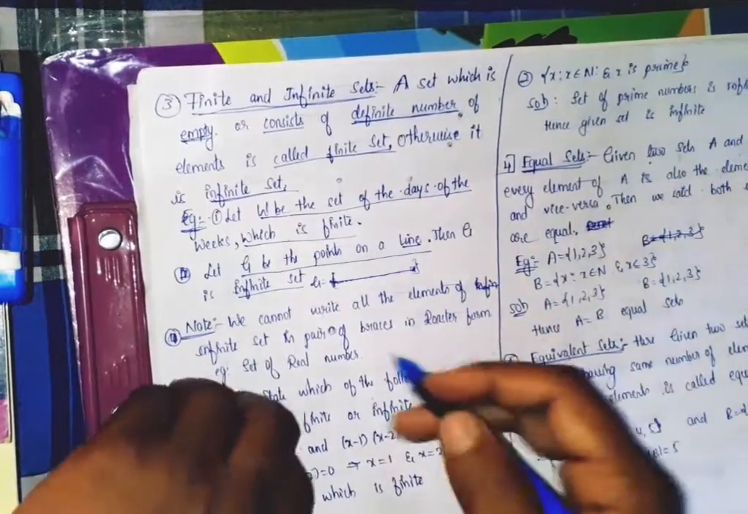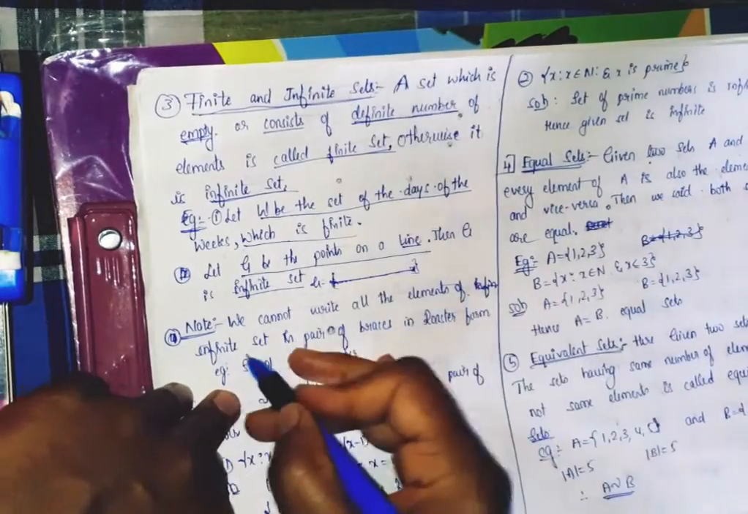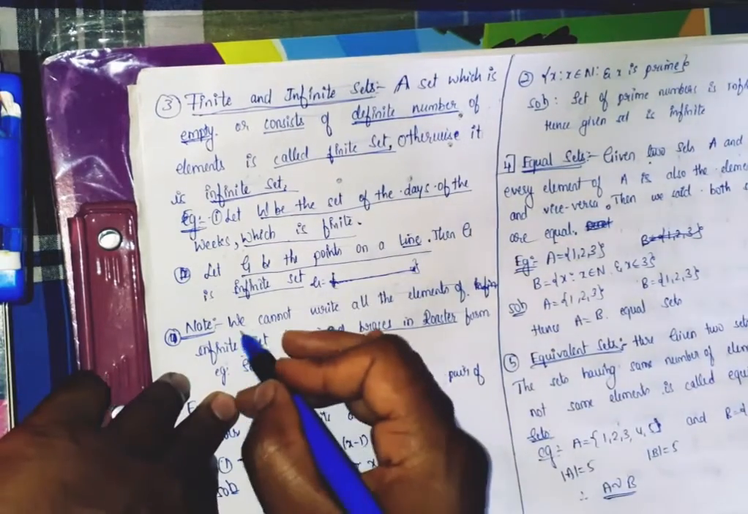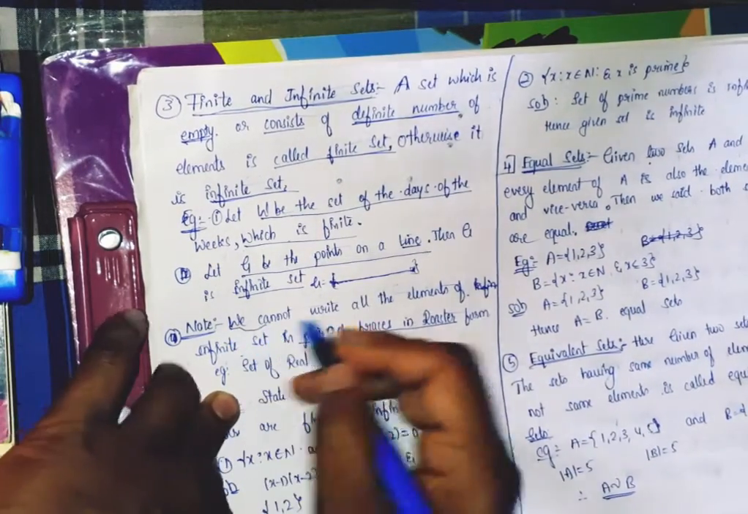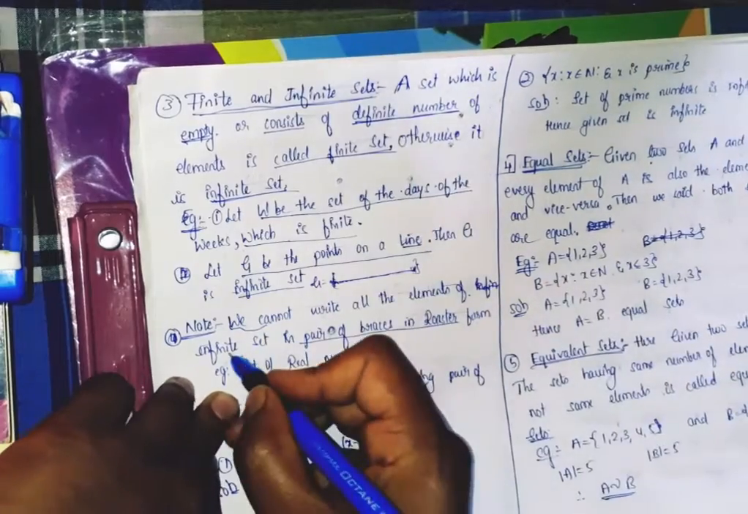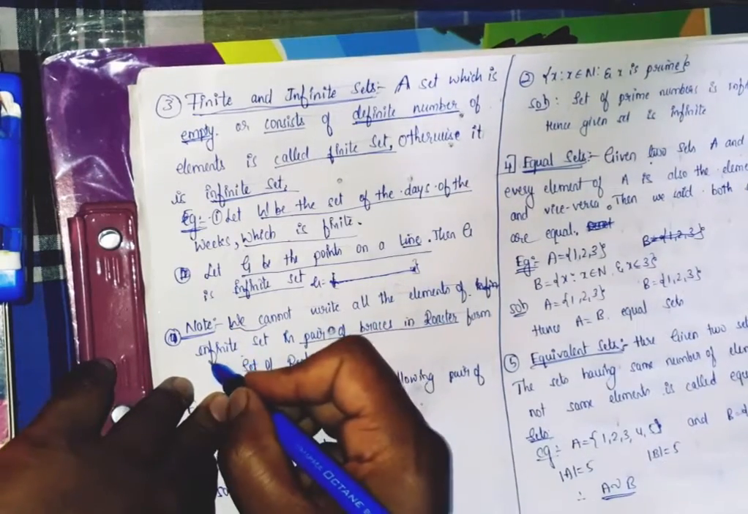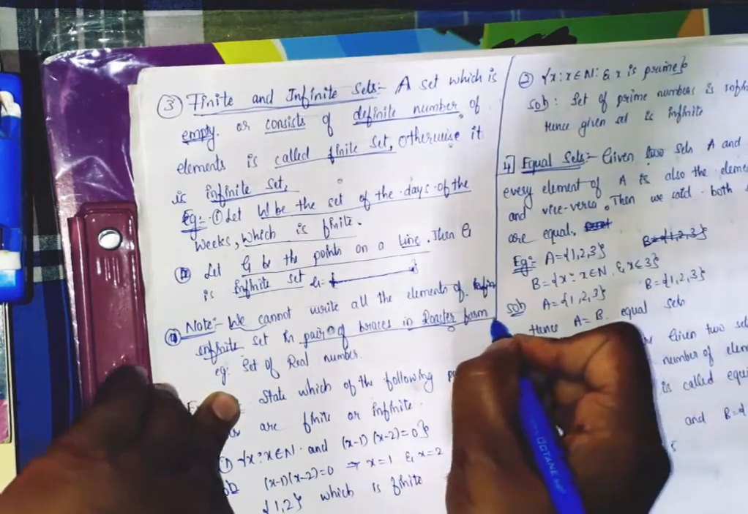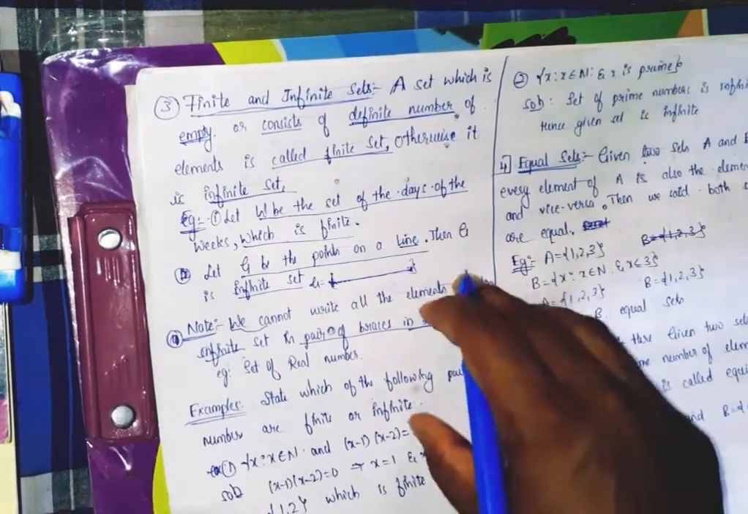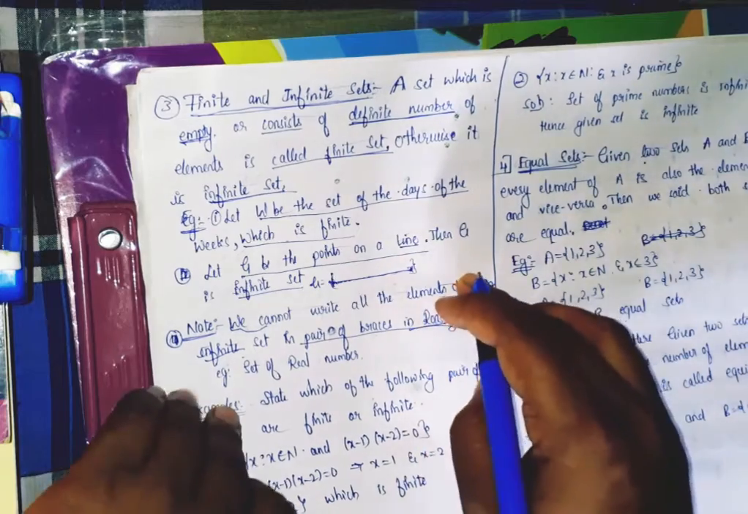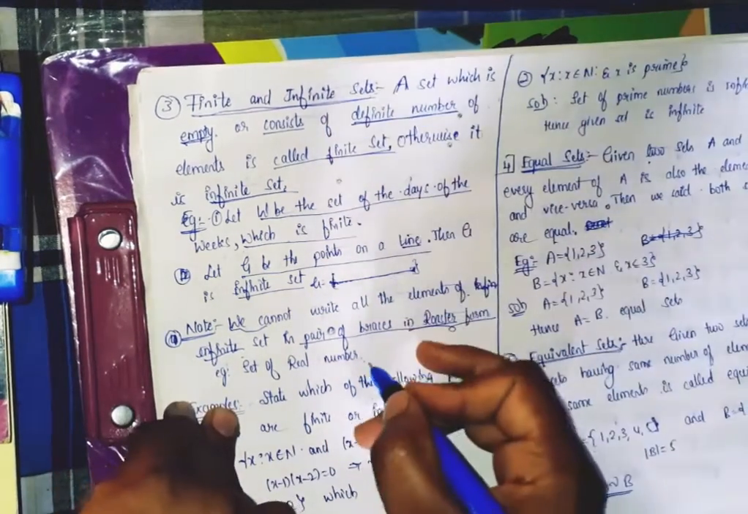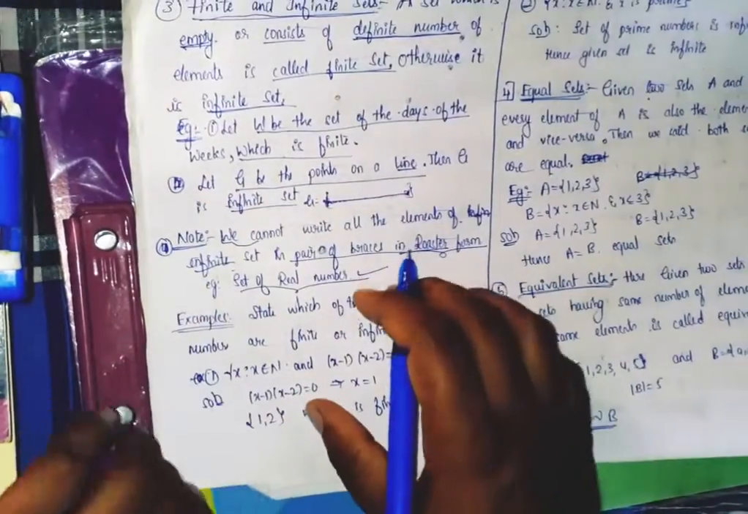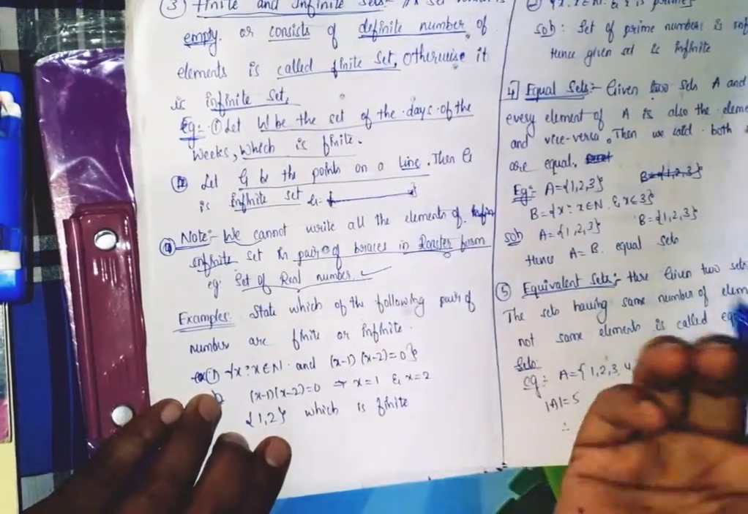And remember that we cannot write all the elements of an infinite set in a pair of braces in roster form. So in an infinite set we cannot write the elements in a pair of braces in roster form. Always remember this. We cannot express the elements of an infinite set in a pair of braces. The best example is the set of real numbers.